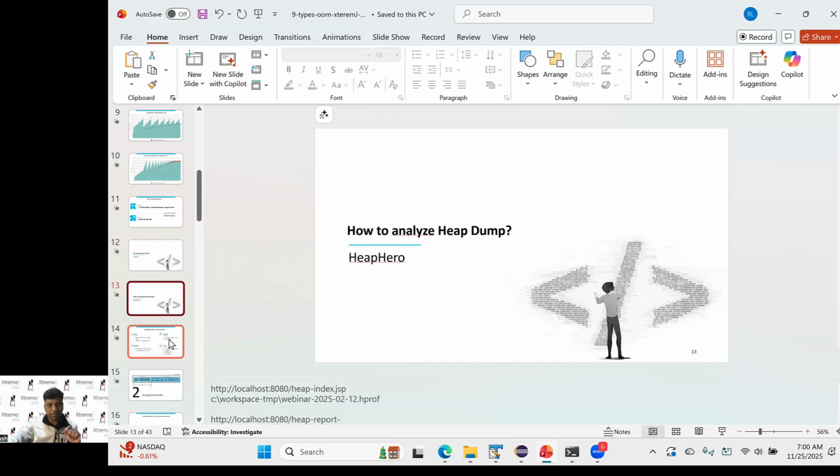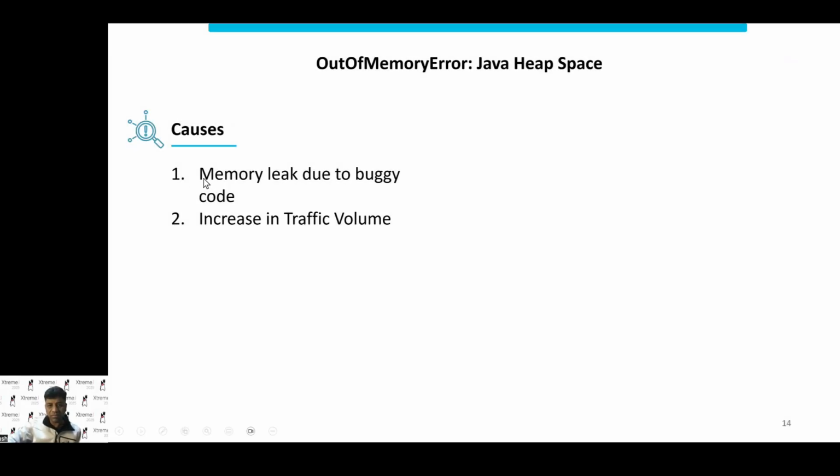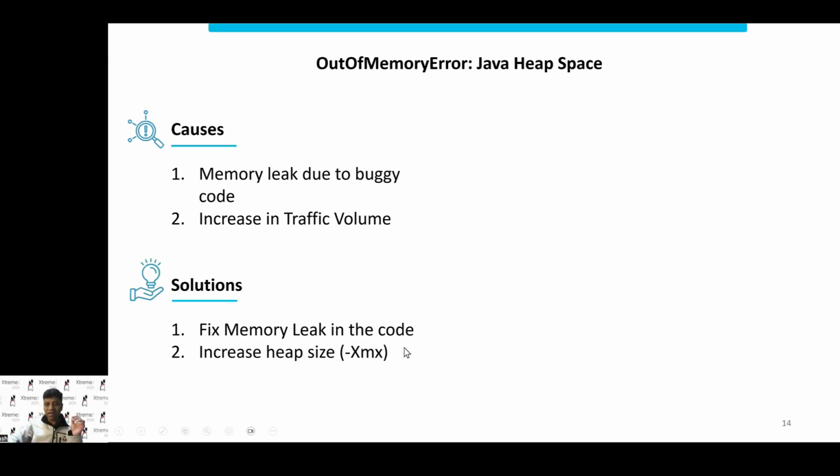Let's come back here. When you get this out of memory error Java heap space, what causes this problem? It could be a memory leak due to buggy code. Another reason is maybe an increase in traffic volume. Maybe there's a peak traffic volume, you're getting a lot of traffic. Then also you'll get this out of memory error. So how do you fix it? If it's a memory leak, fix the code that is causing it. If it's because of an increase in traffic volume, increase your heap size, Xmx, okay?